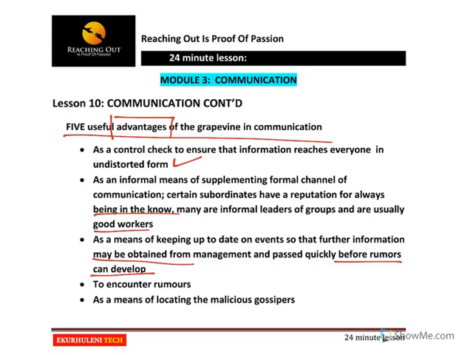Another advantage or another use of a grapevine is to counter rumors. So if you want to stop rumors quickly, management can counter them using a grapevine. Another advantage of a grapevine is that it is used as a means of locating malicious gossipers. Actually, management can trap you by sending out information to you in a secret form.